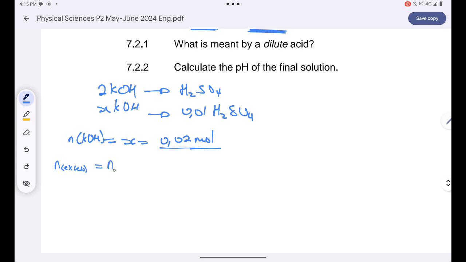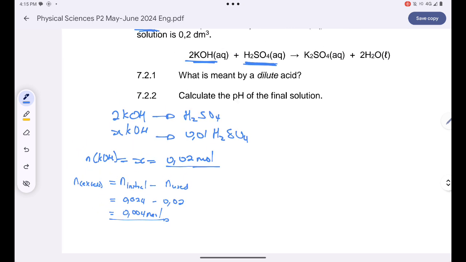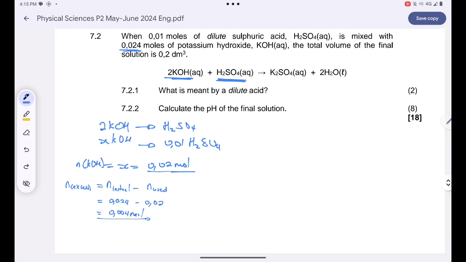This will simply be the number of moles initial minus the number of moles that were used to neutralize the acid. Initially I had 0.024, but I only need to use 0.02. So the final answer will simply be 0.004 moles. So these are the number of moles of my potassium hydroxide that will be in excess. Are you together? The potassium hydroxide will be in excess because I only need a fraction of it to neutralize this entire amount of acid. Okay.